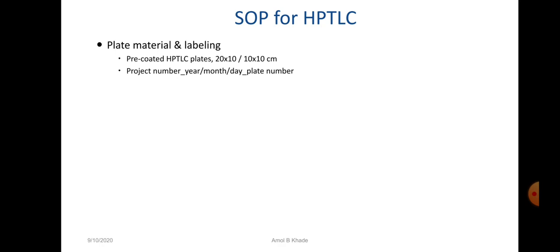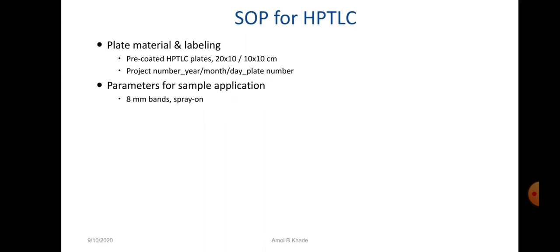Now plate material and labeling. Usually in case of HPTLC we use commercially available pre-coated HPTLC plates, usually of size 20 by 10 or 10 by 10 centimeter, and these plates can have unique codes by which we can identify them and photo document them. We can write the project number, year, month and all those details which are required.